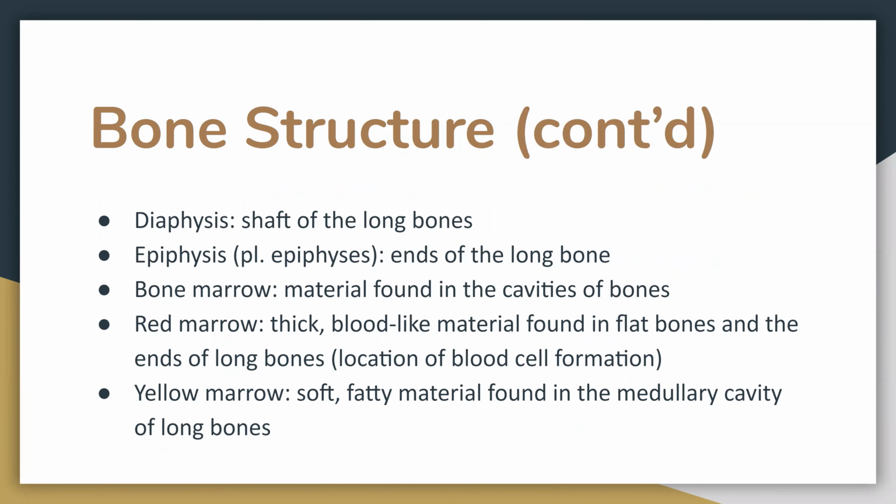Let's continue with the bone structure. You have diaphysis, which is the shaft of the long bone, epiphysis, which are the ends of the long bone, and bone marrow, which is material found inside of the cavities of the bones. You have first red marrow, which is thick, blood-like material found in flat bones and the ends of long bones. And you have yellow marrow, which is soft, fatty material found in the medullary cavity of long bones.